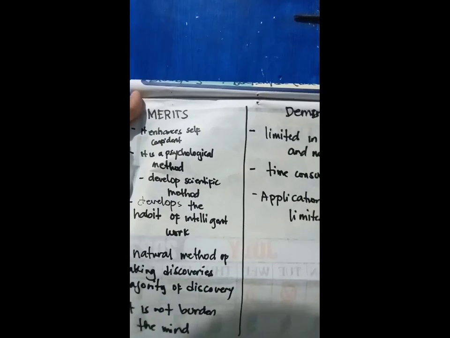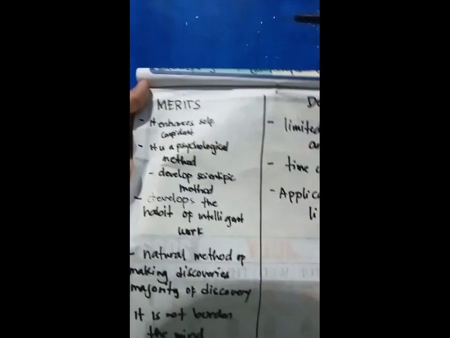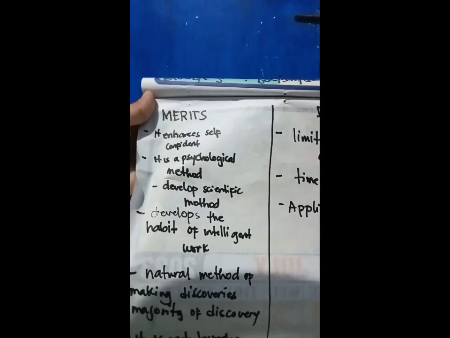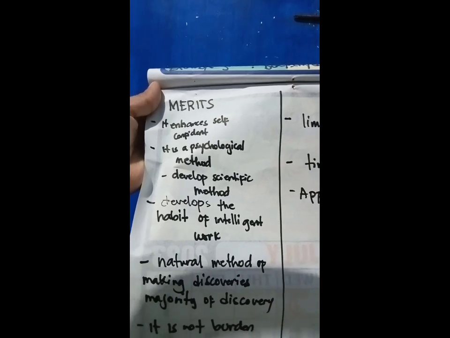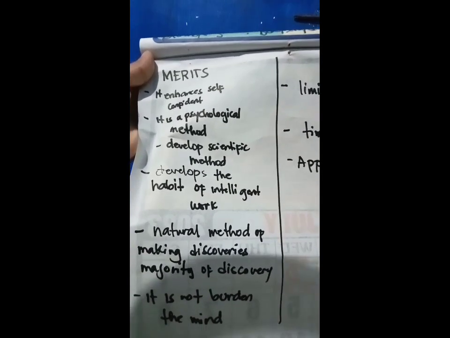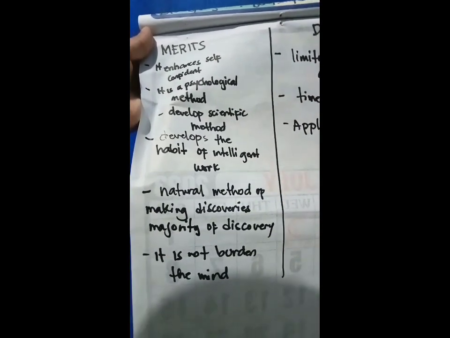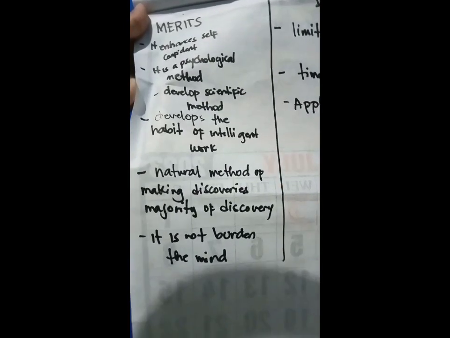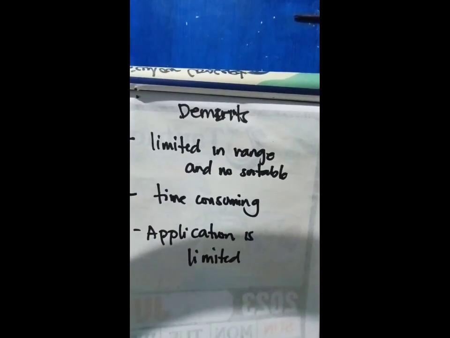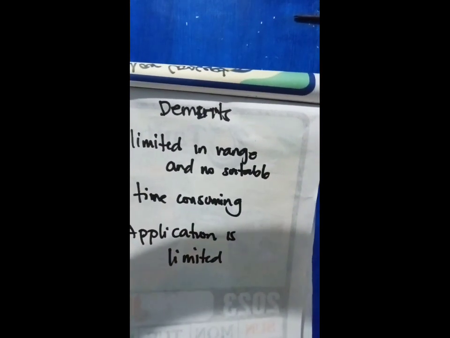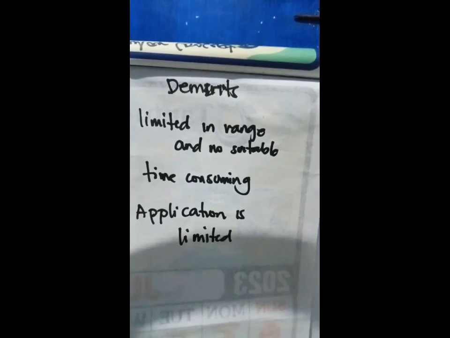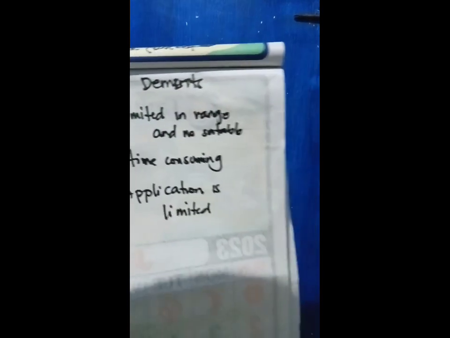Merits and demerits of the inductive method. Merits: it enhances self-confidence. It's also a psychological method. It develops the scientific method and develops the habits of intelligent work. It is a natural method of making discoveries, it is the method behind the majority of discoveries, and it does not burden the mind. The inductive method also has demerits: it is limited in range and not suitable for all topics, it is time consuming, and lastly, its application is limited.